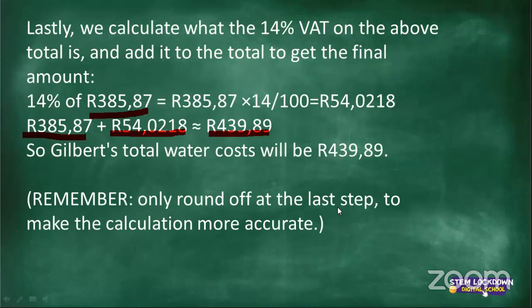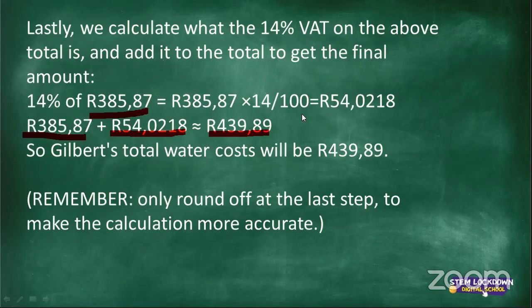For including VAT, do we use 114 over 100 times 385.87? No, sir. In this case, we use the total, 385.87, multiplied by 14 over 100. Why am I using the 14 over 100? Because we first need to find out what 14% of the total is. So to find 14% of this total, we multiply the total by 14 over 100.